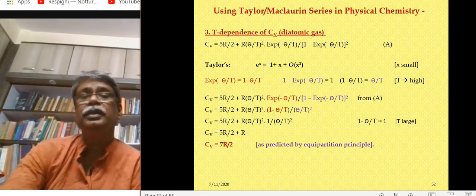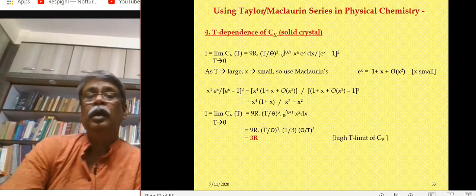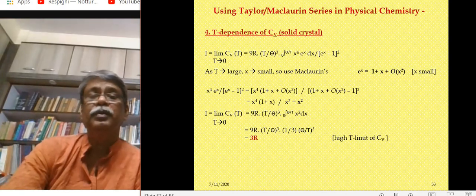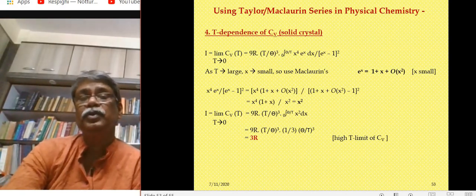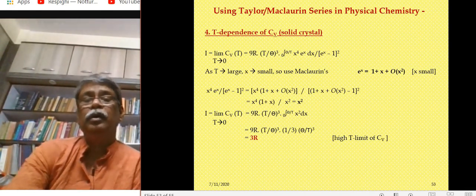Similarly, another example is temperature dependence of CV for a diatomic gas. Here also you use the expansion of e to the power something, and finally you get the right answer. Another is the famous paper of Einstein, temperature dependence of CV of solid crystals. Here again we can use the expansion of e to the power x, 1 plus x plus x square by factorial 2 and so on, and order of x square, and we neglect all those terms, and then finally we simplify the equation to get the correct result, the high temperature limit, the classical limit of CV.